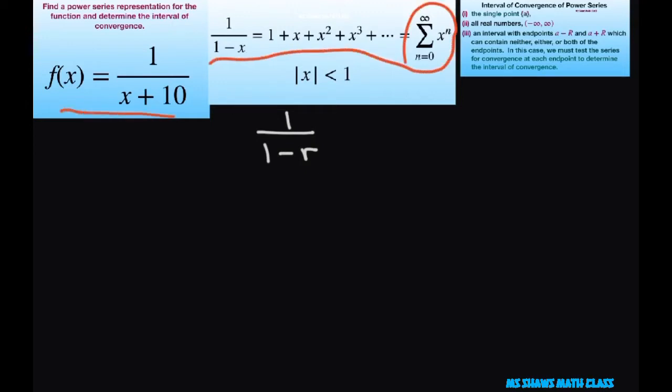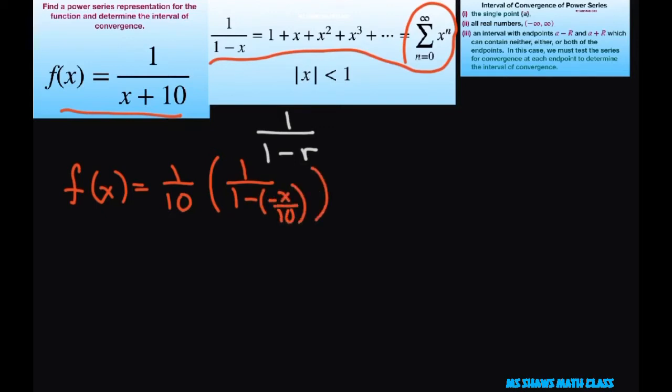So I'm going to rewrite my function as f of x equals, I'm going to factor out a 1/10. Now when you do that, what you're going to get is 1 divided by 1 minus negative x divided by 10. All right. By doing that, we have it in this form. Once you have that, we can write this as the sum given here.